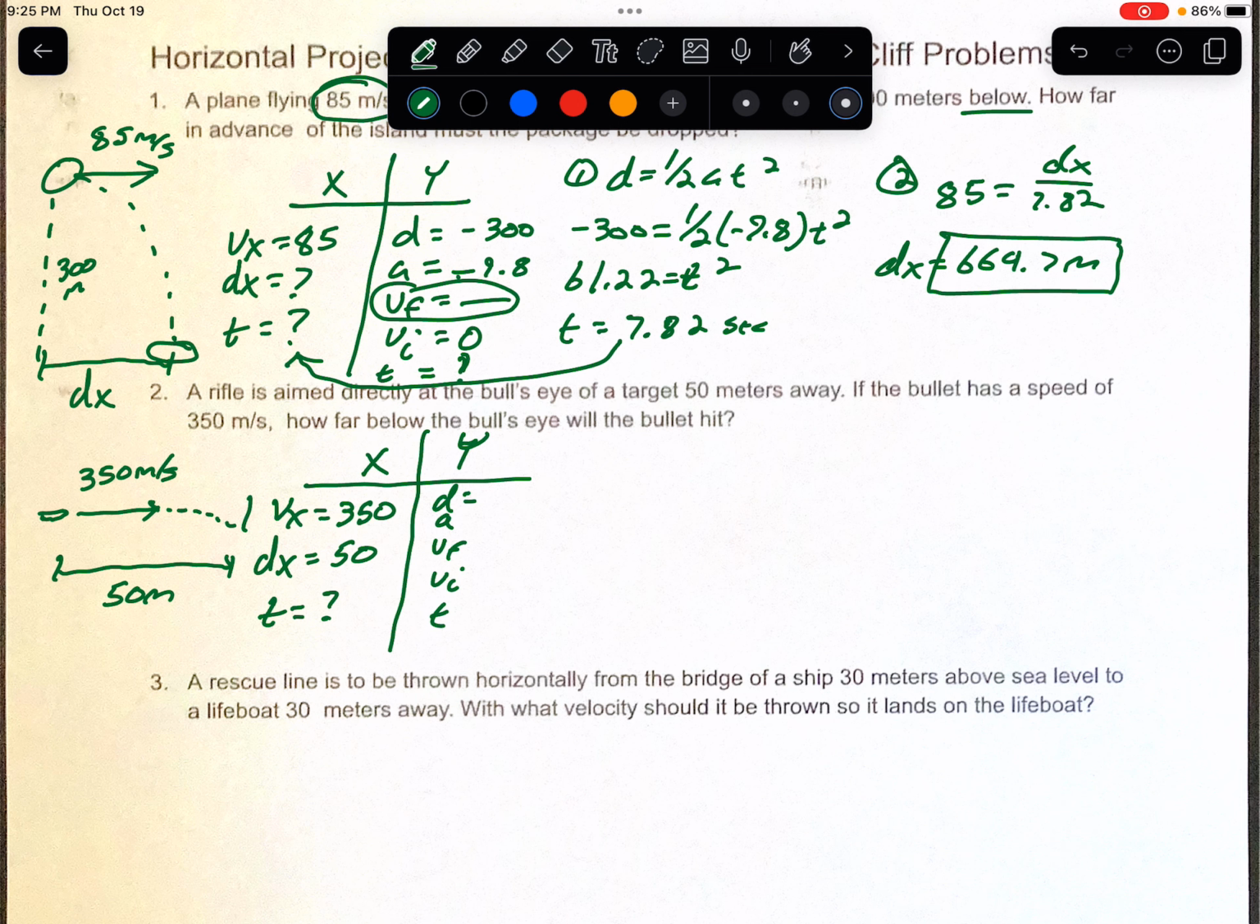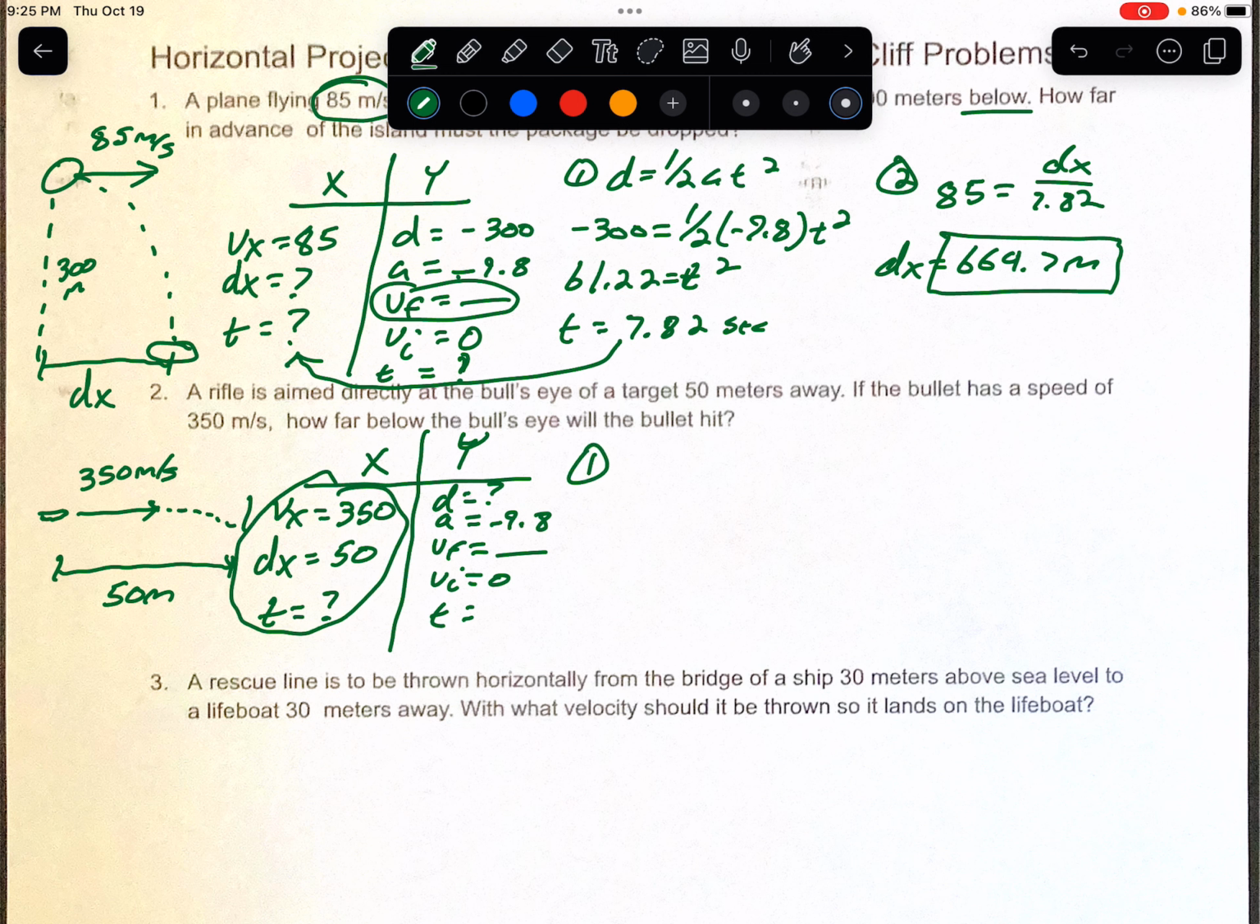So we are looking for how much it drops. So that is your vertical distance. A is negative 9.8. Vi is going to be 0, and Vf we don't care about. And if you notice, we're also missing time over here. Well, if you notice on this left side, we have enough to solve for time.